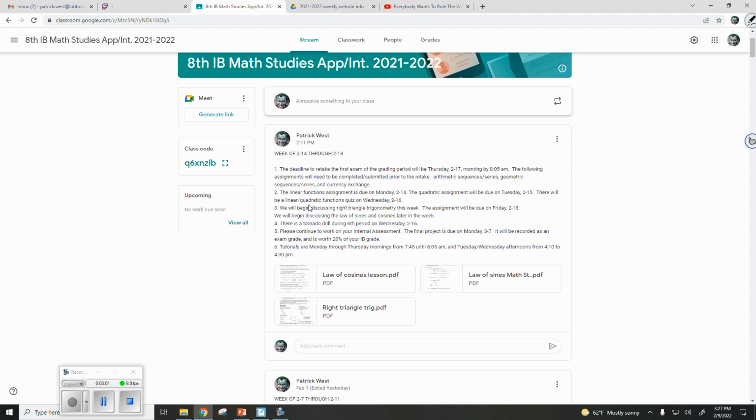What else am I missing? I believe that's it. A lot of information, but are there any questions? No quiz for compound and simple interest. Yeah, sorry about that. But next week, we'll have our next quiz on Wednesday over linear and quadratic functions.